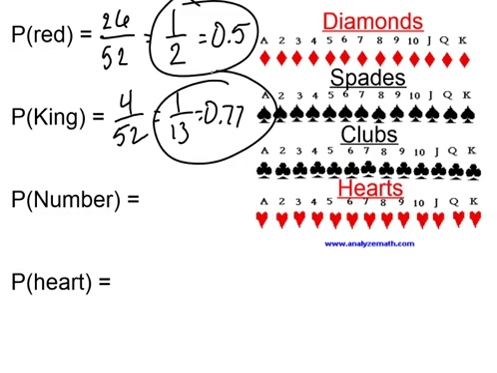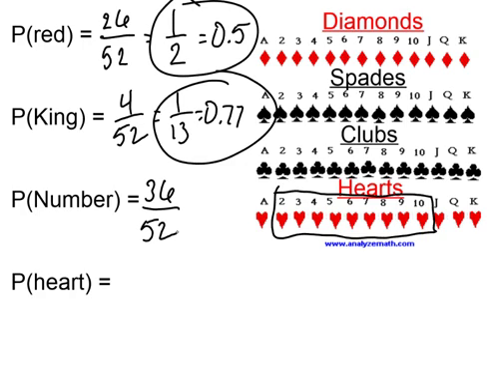What's the probability of randomly drawing a card with a number on it? Since there are 13 cards in a suit, and 4 of them don't have a number on them, that's the A, the J, the Q, and the K, there are a total of 9 cards left in each suit that have numbers on it. 9 times 4 suits gives me 36. 36 out of 52 cards have numbers on them. That reduces down to 9/13, or approximately 0.7.